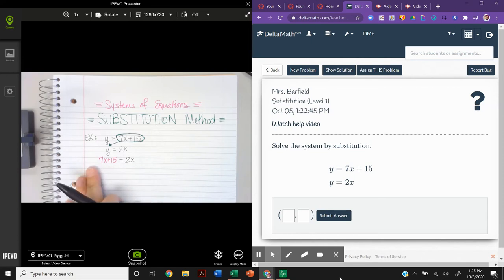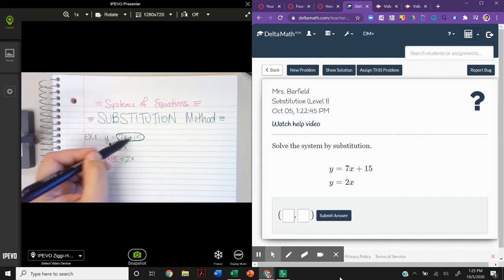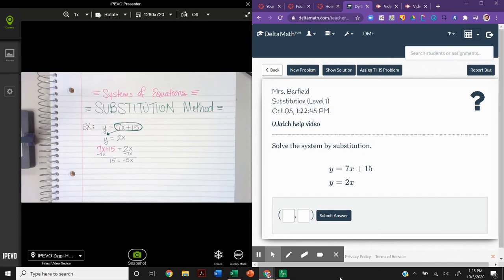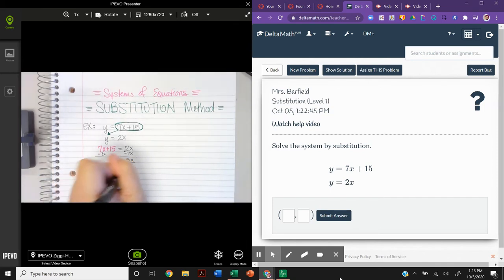Well, now I just need to solve. I need to solve my equation just like normal. I'm just going to ignore these two statements for the moment and solve this equation for x. So I'm going to subtract 7x, and I get 15 equals negative 5x. Now I'm going to divide by negative 5, so I get negative 3 equals x. So I've got x equals negative 3.